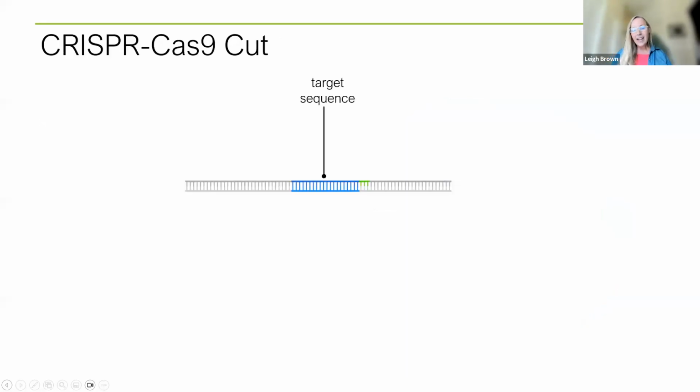So let's take a look at how that actually happens, and then we'll go to your DNA model. So here's our target sequence here. This could be, maybe you're looking at the gene for cystic fibrosis, for example, right?